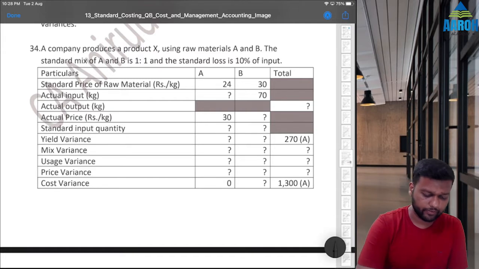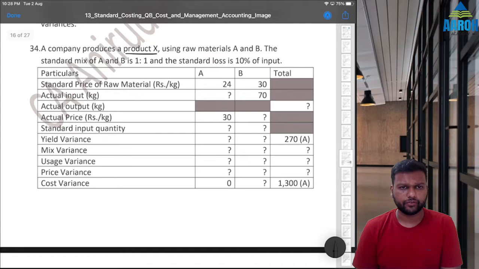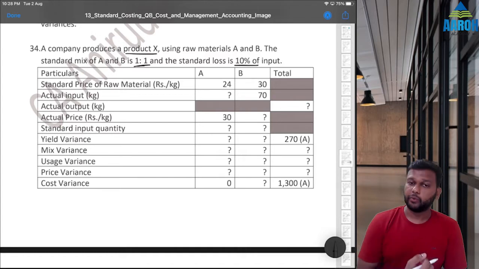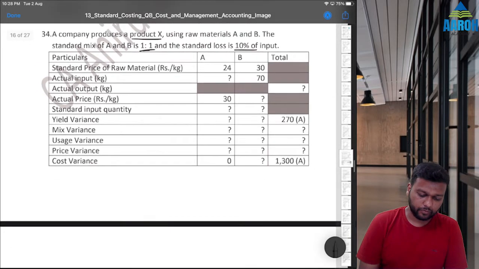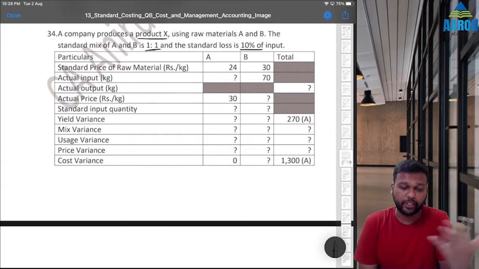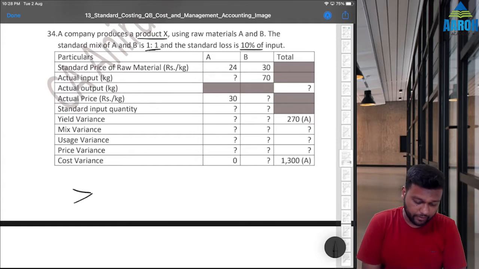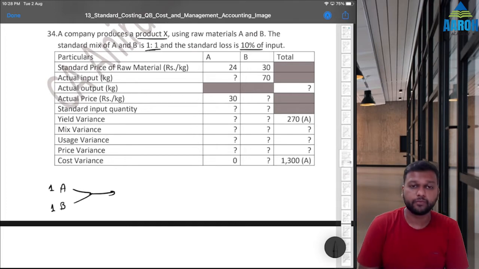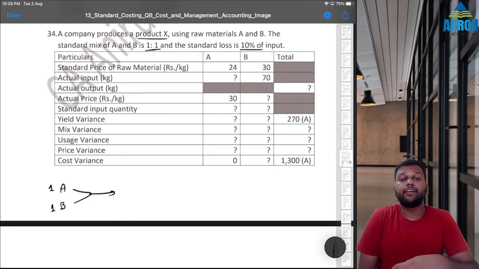Okay, let's try. A company produces a product X using raw materials A and B. Standard mix of A and B is 1:1 and standard loss is 10% of input. That means you should always have a mental image of the question. So you have A and B. They are being processed in the ratio of 1:1, that is their standard ratio. And standard loss is 10%.